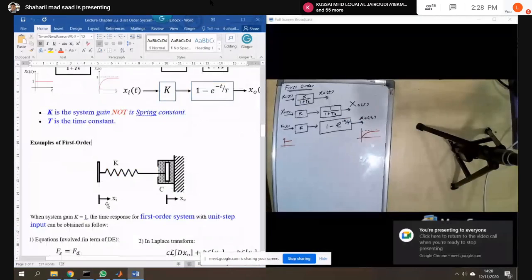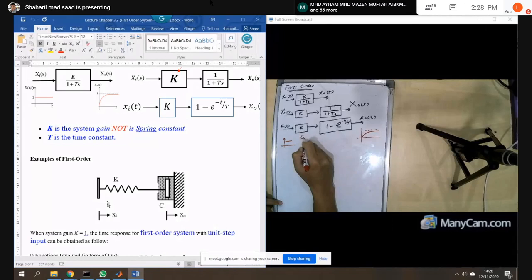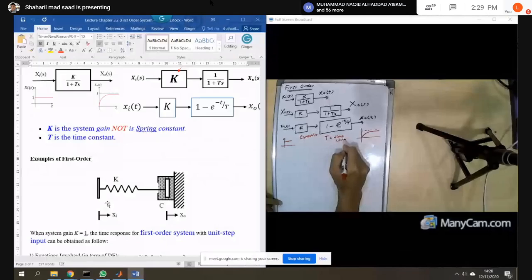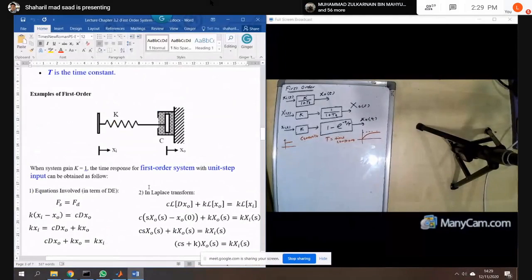K is the controller. We call it the controller, or sometimes we call it gain. The word is controller. And this one we call the process. T we call the time constant. What is the time constant? Okay, we will look into that. So let's look at an example of the first order system.